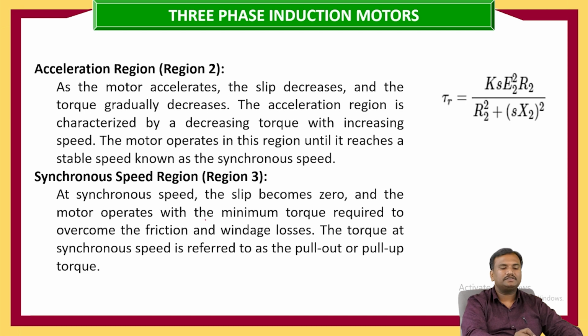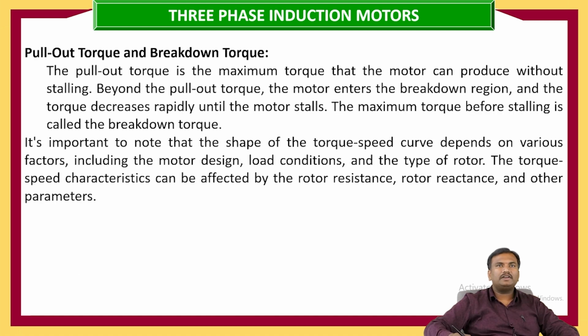And the third one, synchronous speed region. At synchronous speed, the slip becomes 0 and the motor operates with the minimum torque required to overcome the friction and windage losses. The torque at synchronous speed is referred to as the pull-out or pull-up torque. And the next one is the pull-out torque. It is the maximum torque that the motor can produce without stalling.